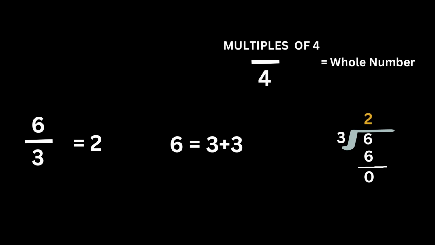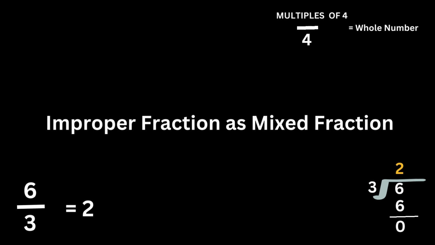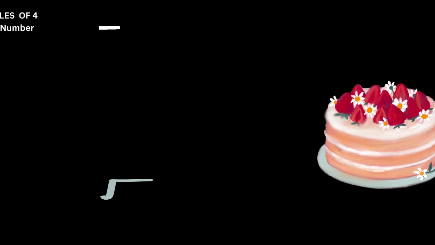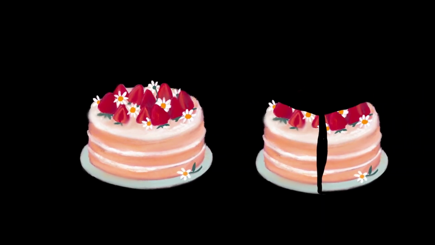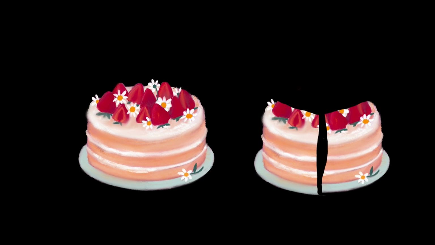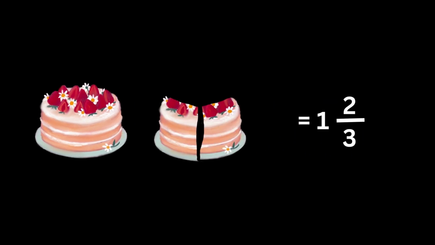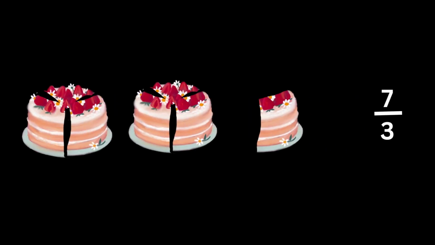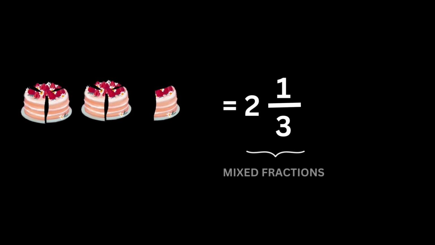Similarly, you can represent any improper fraction as a mixed fraction. Let's see how to do it. Let's say you have 5/3 of a cake, which means one cake is cut into 3 pieces and you have 5 of them. As you can see here, you have one whole cake and 2/3 of the other cake. So you can write this as 1 2/3. Similarly, if you have 7/3 of a cake, you have 2 wholes and 1/3 of a cake. Hence you can write this as 2 1/3. This form is known as a mixed fraction.